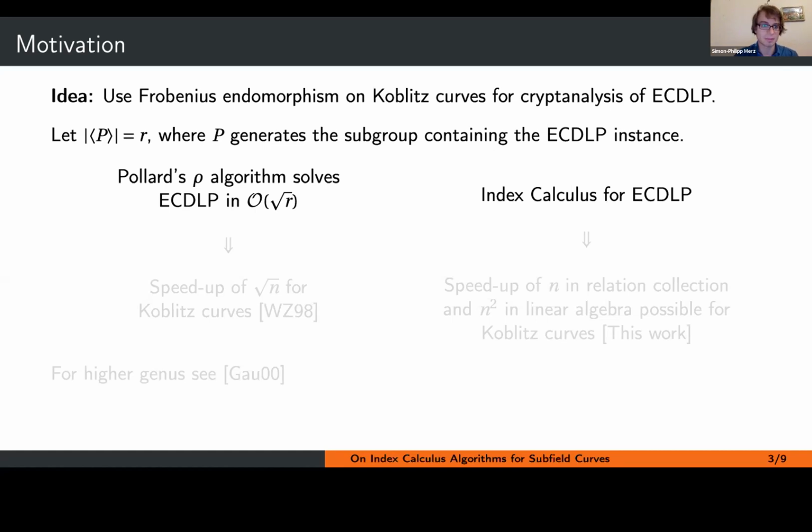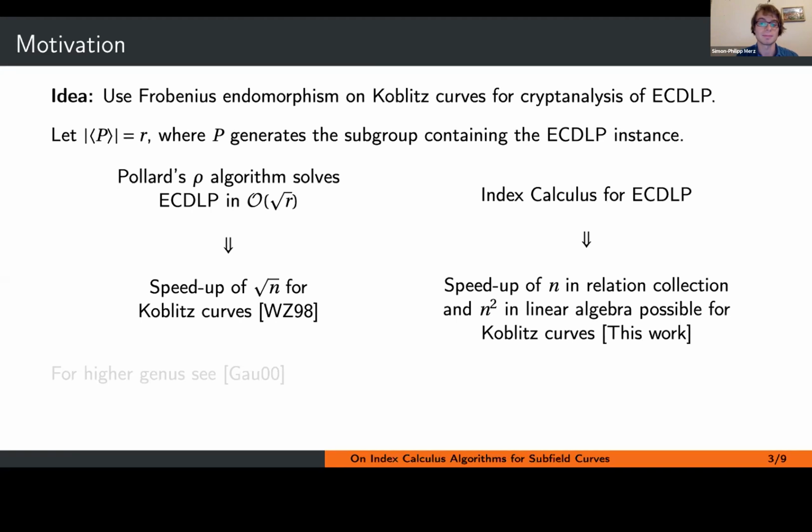And the speed up for Pollard rho was actually presented at SAC 20 years ago, SAC 1998. Wiener and Zuccherato showed that Pollard rho can be sped up for Koblitz curves by the square root of this extension degree n. Our work was motivated by looking at index calculus methods and at whether we can speed up index calculus on elliptic curves when Koblitz curves are being used. For higher genus curves, this problem was already considered in the past by Gaudry.